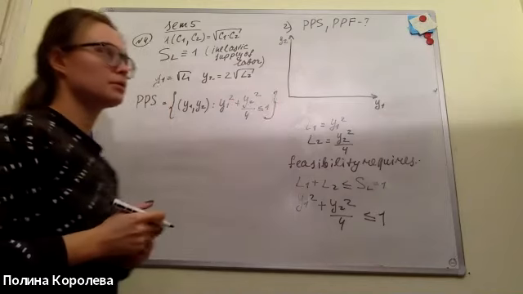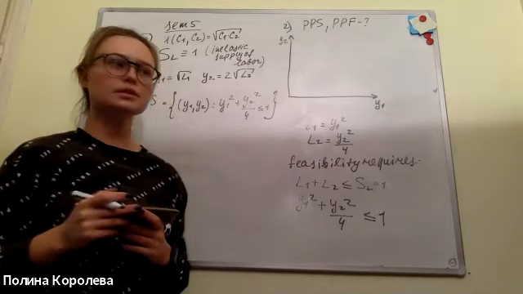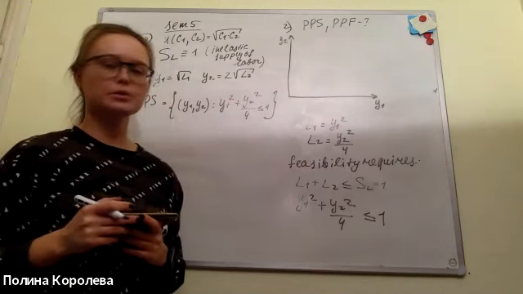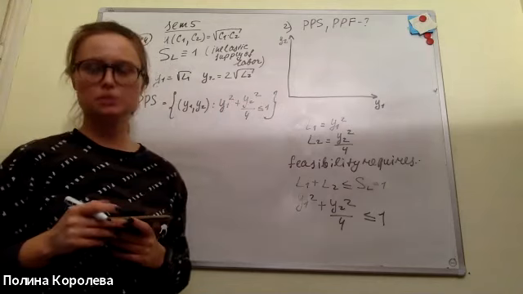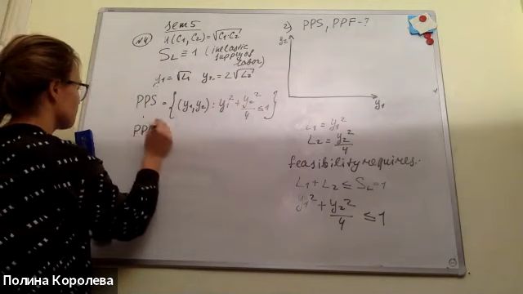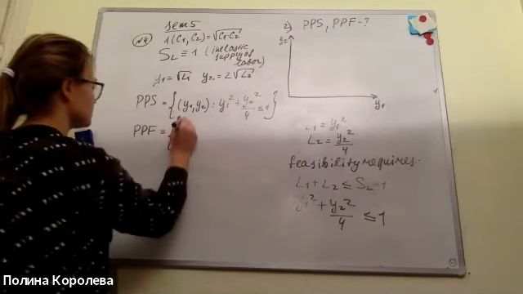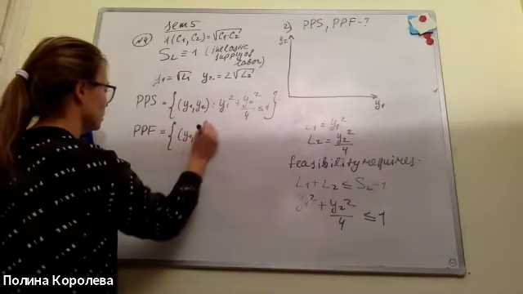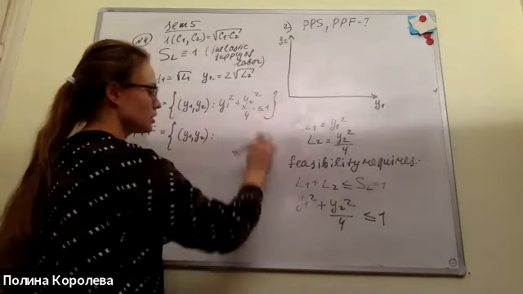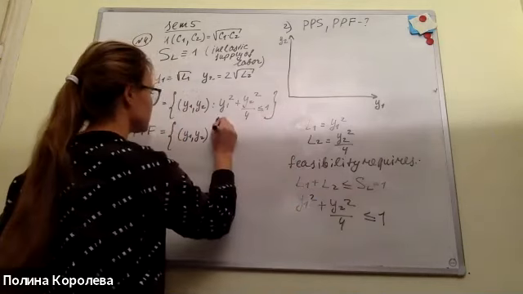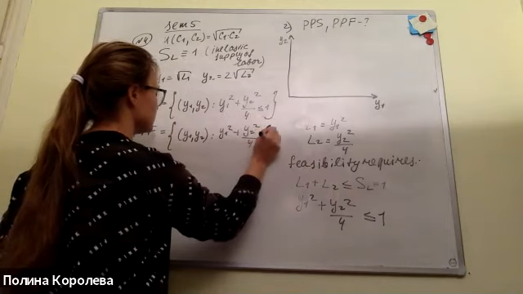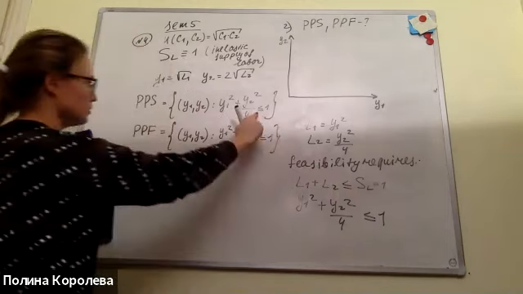But the production possibility frontier shows us the most efficient points, when we use all our resources and we use the best technologies we have. So the production possibility frontier is the set of all our production points such that here is equality, such that we use all our resources. Equals to 1. You see the difference?